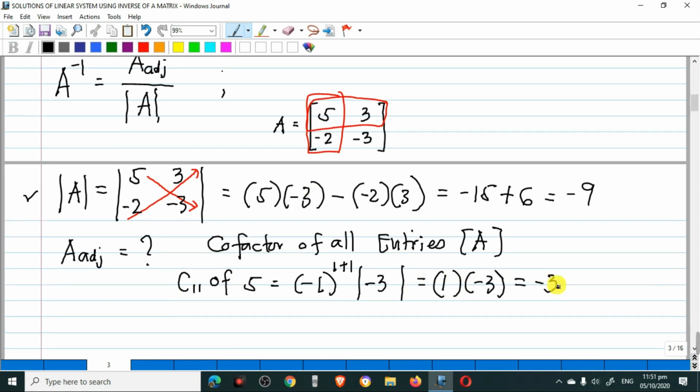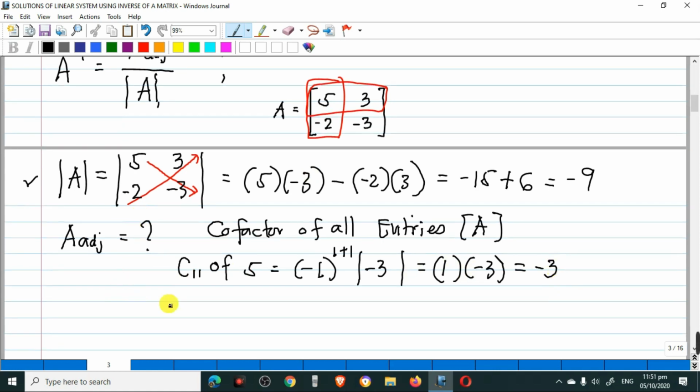And nakaisa na tayo. Next, cofactor of 1 and 2, or simply the cofactor of 3. Okay? Then, right, first yung magiging sign mo, we have 1 plus 2.